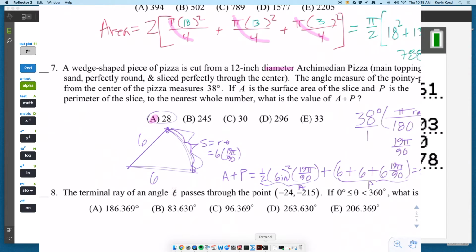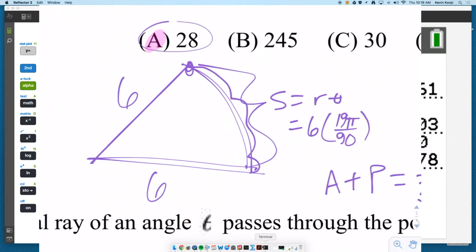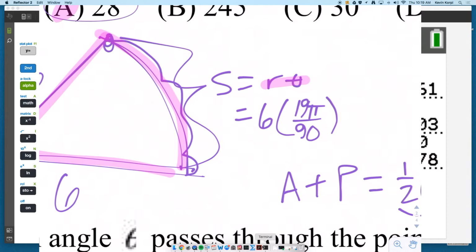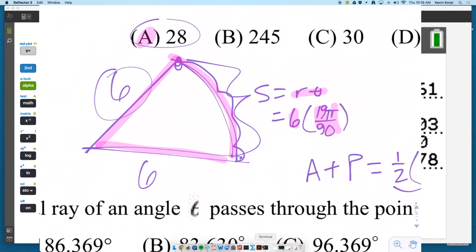Okay, so make sure if you're given diameter and you need radius, you are truly using the radius. Don't just use the numbers that are given. Again, you have to think. Because that's the perimeter. So if you look over here, the perimeter is walking all the way around. So there's 6 plus 6, that's walking up the two sides where the radius is, plus along the curved crust area, which is the arc length. And how do you find arc length? It's r theta, which is 6 times 19 pi 90ths. So you're going to have 6 plus 6 plus 6 times 19 pi 90ths.